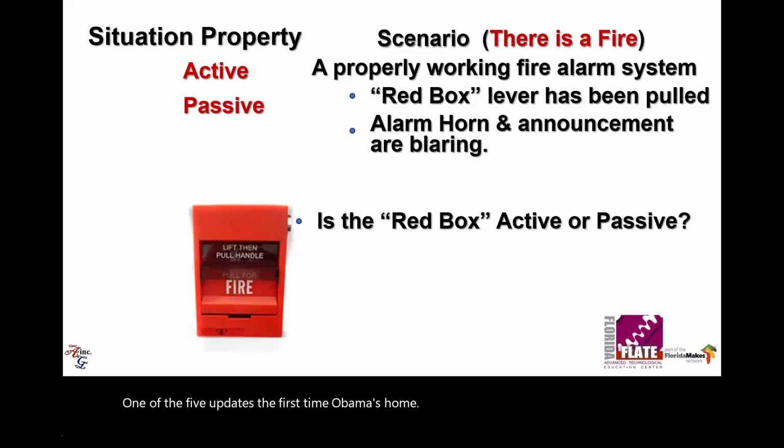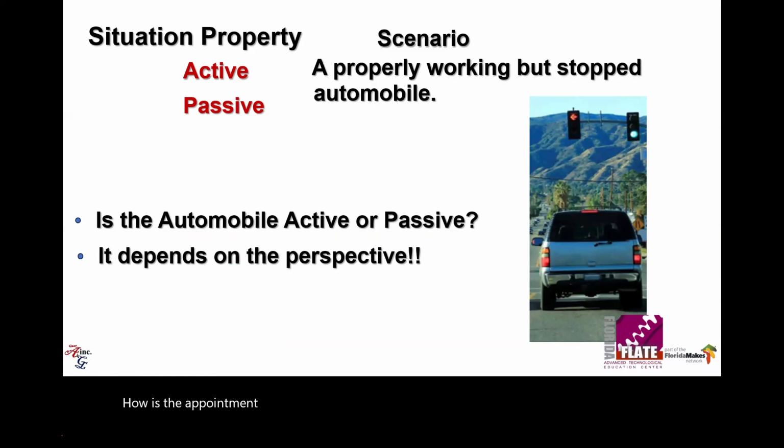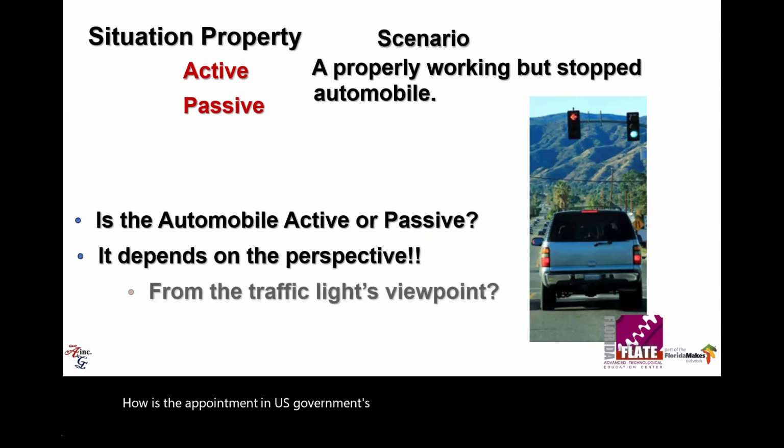There is a fire. All right. Somebody has pulled or is pulling the lever on the box. Is the red box active or passive? Well, I just gave you the passive situation. This better be the active situation. All right, another quick, simple example. Here's a red light, a turn lane red light, by the way, and a vehicle. Is the automobile active or passive? It depends on the perspective. Let's take a look at the 2 perspectives available. There is the traffic light's view.